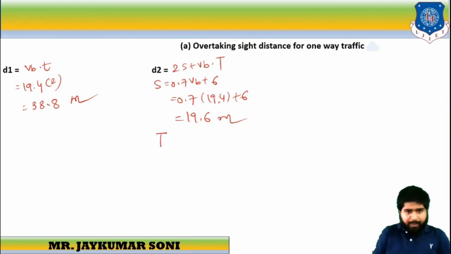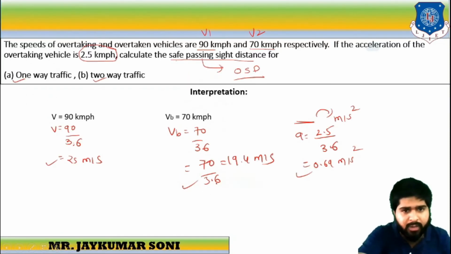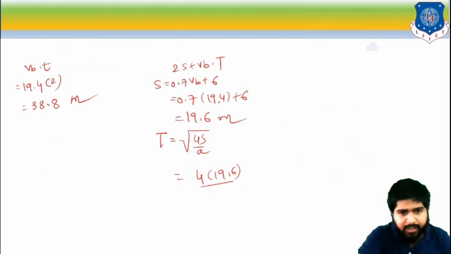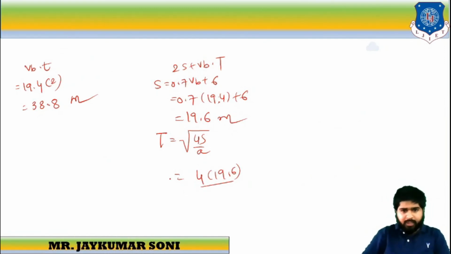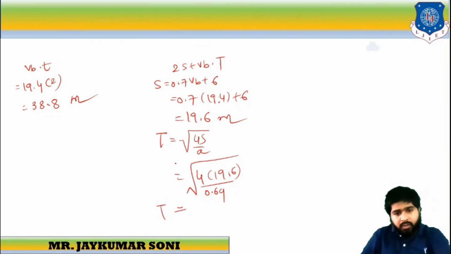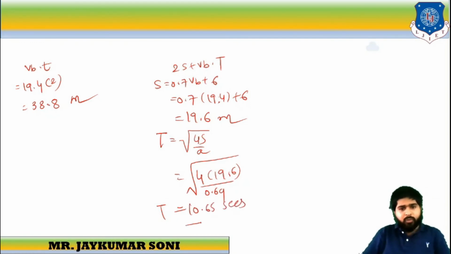Now we have to calculate capital T. The equation for capital T is the square root of 4S by A. Do we have the value of S? Yes, 19.6. We have the value of A as we have already converted it. Let us check what was the value for A. It is 0.69. Calculate and tell me what is the answer for T. Okay, so it is 10.65 seconds. That is the overtaking time.